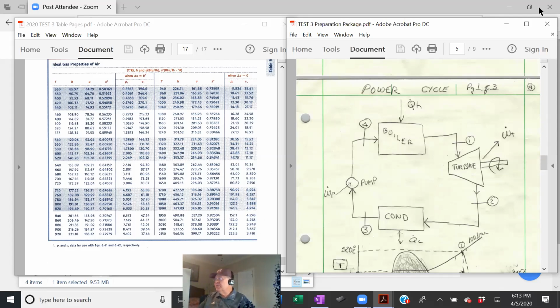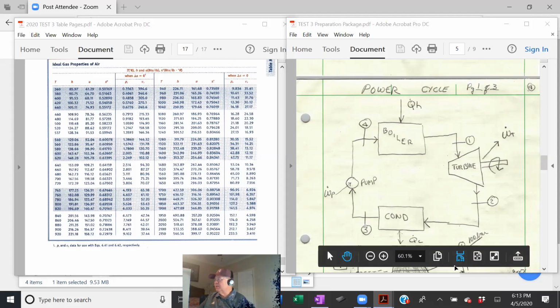Let me look at the share screen again and make sure it's all right. It shows that you're seeing what I'm seeing. Okay, that's good.